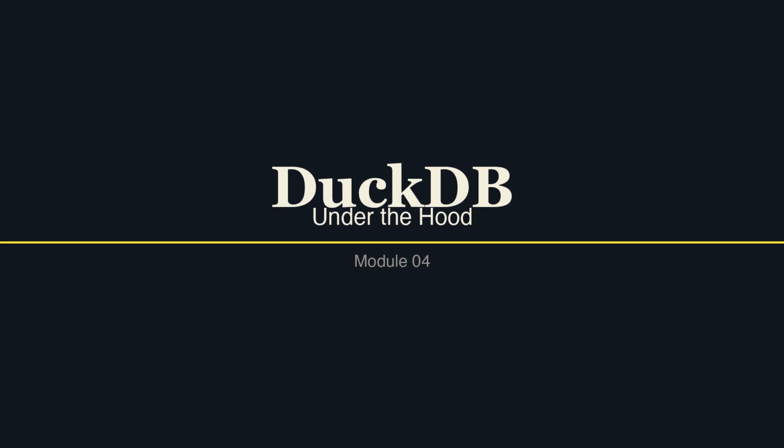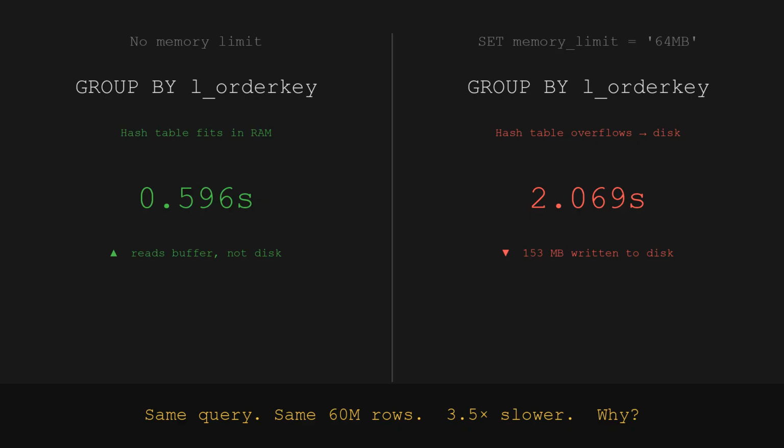DuckDB under the hood, Module 4. When DuckDB reads 60 million rows from disk, those bytes don't vanish after the query finishes. They stay in RAM, in a structure called the buffer pool. The next query that touches the same data reads from RAM, not disk. 10 times faster on spinning drives, sometimes 20.